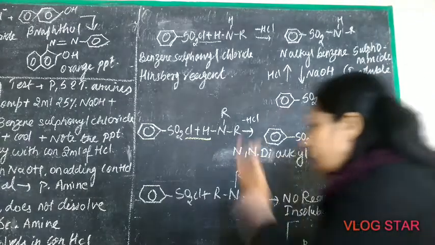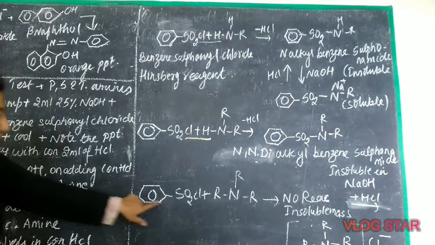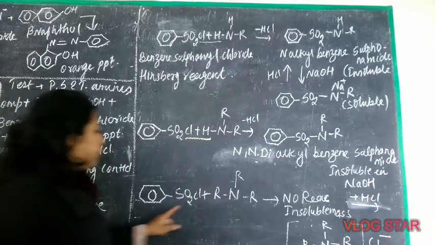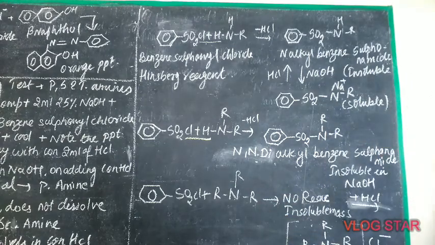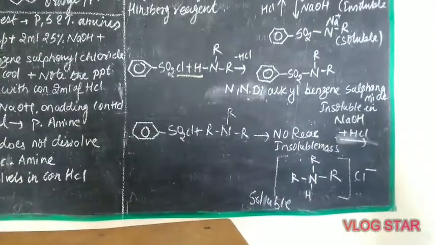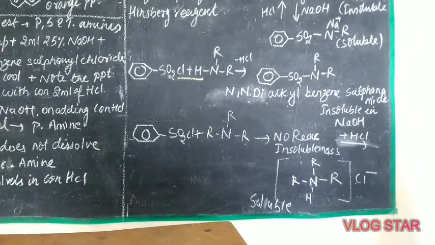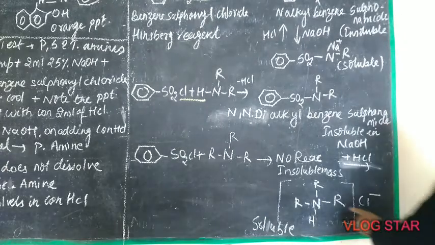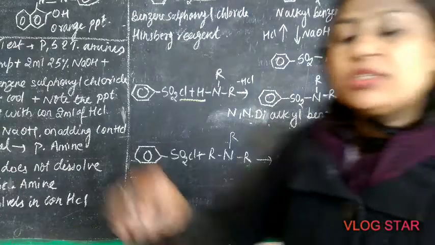Now, again, for the tertiary amine, this is the benzene ring SO2Cl, that is benzene sulfonyl chloride, plus NRRR. It gives no reaction. That is, an insoluble mass is in the test tube. Now when you add HCl, it becomes soluble, forming NRRRH+ and Cl-.